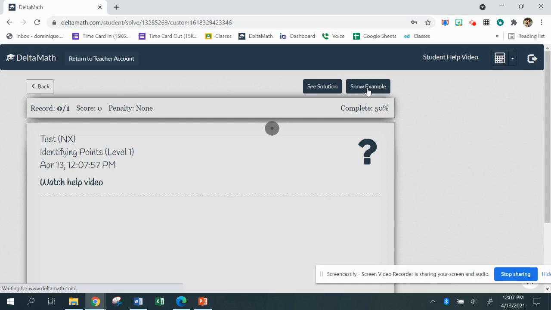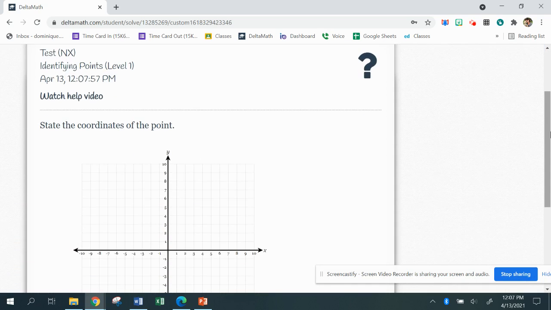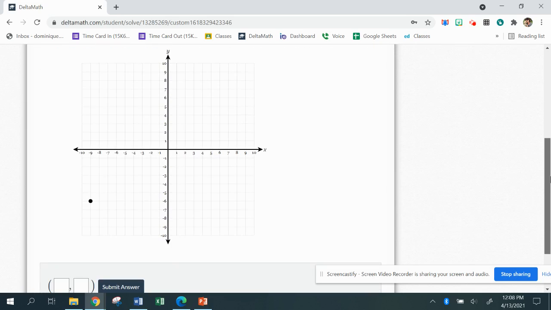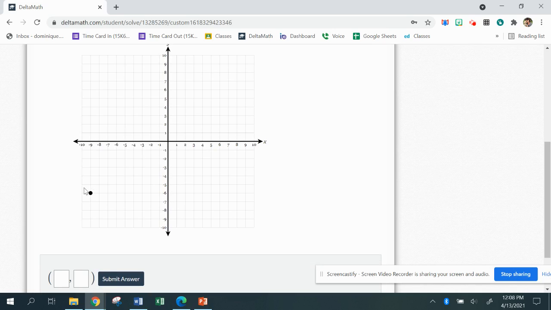Okay, so now let's just identify some points here. State the coordinates of the point. Okay, so here's our point. First, let's identify that x value. Here we have -9. So I'm going to input -9. And then our y value is -6. So remember, x first, then y.